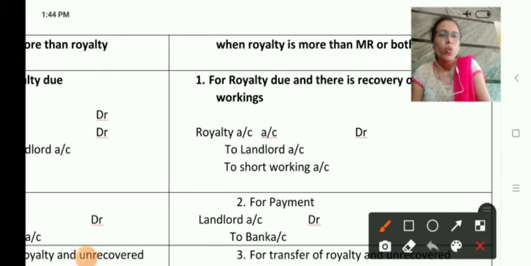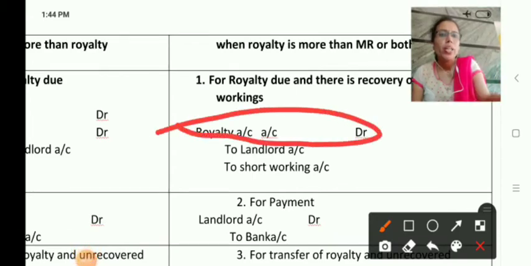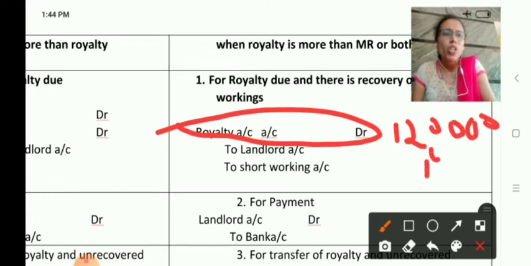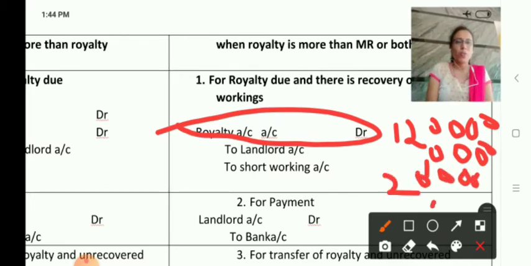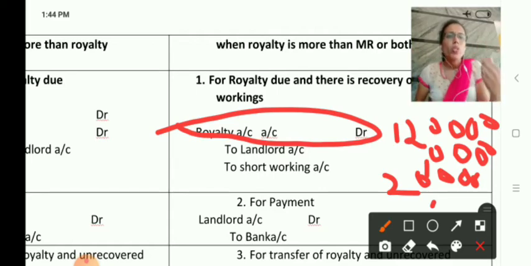Royalty due, royalty account debit. How much is the amount payable? Totally 1 lakh. 1,20,000 is the royalty, right? To landlord, how much you are paying? Only 1 lakh, right? And to short working, how much you are recovering here? 20,000. This is the entry we pass when royalty is greater than minimum rent and you are recovering for what? Short working. Suppose there is no recovery.